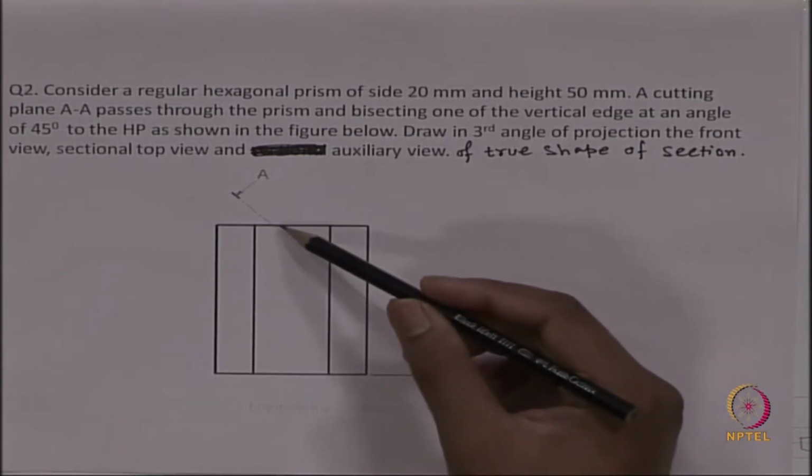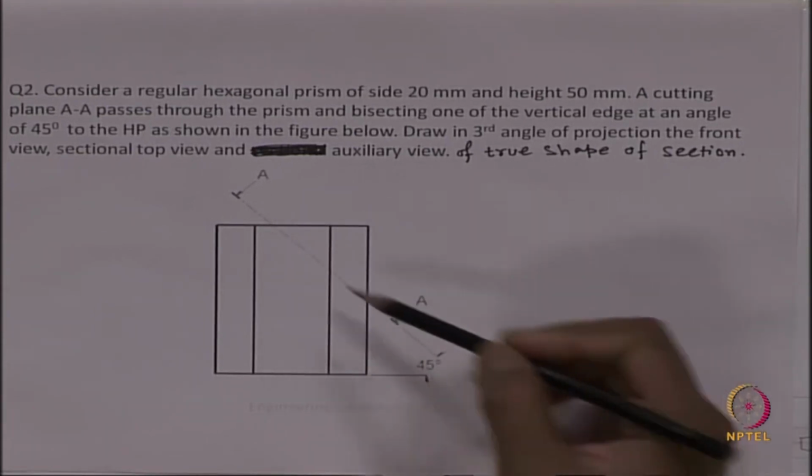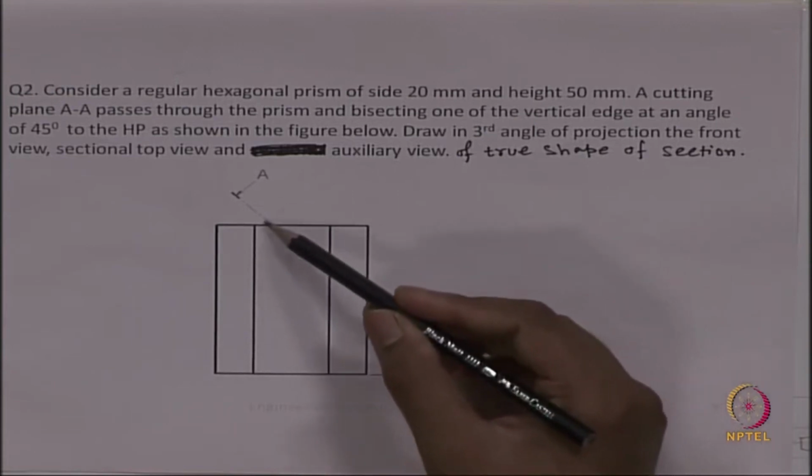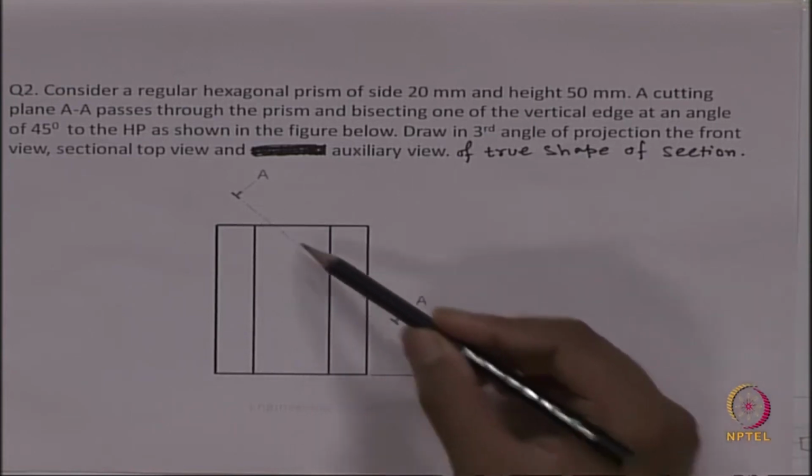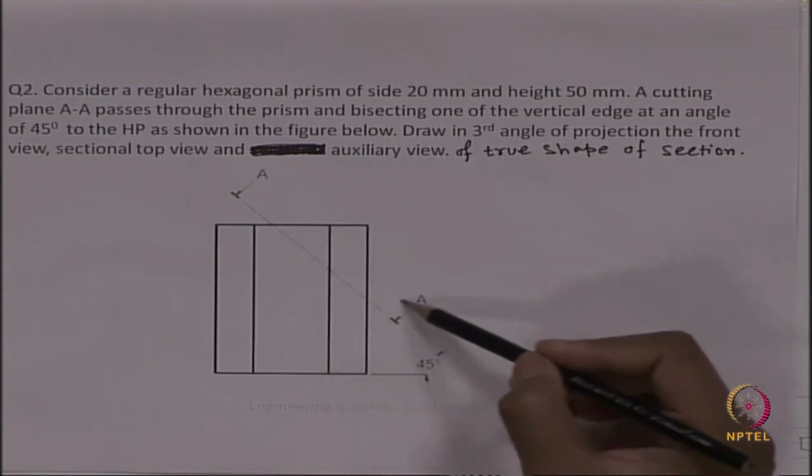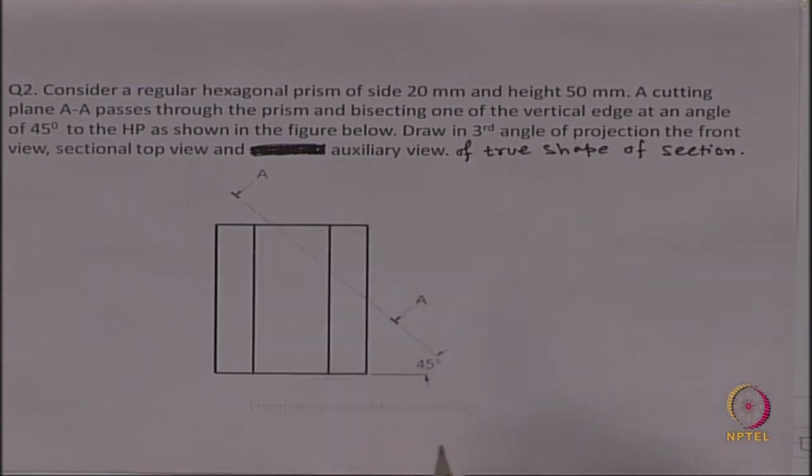As in this question also, there is a plane like this. So after cutting the hexagon through this plane, we will get an inclined surface. To understand the actual feature of the inclined surface, or the actual length and actual section, we have to go for the auxiliary view.